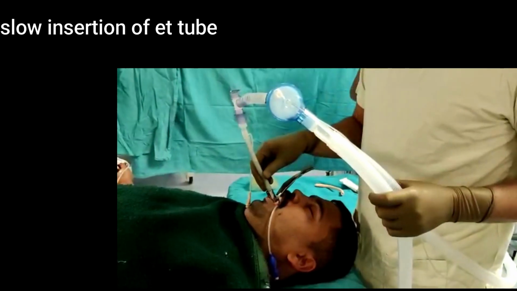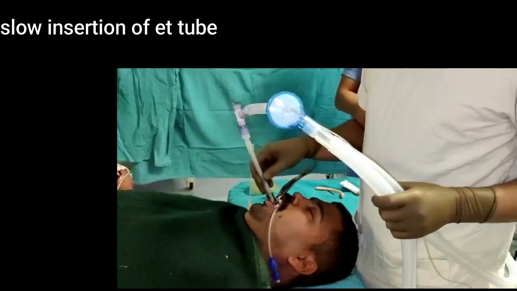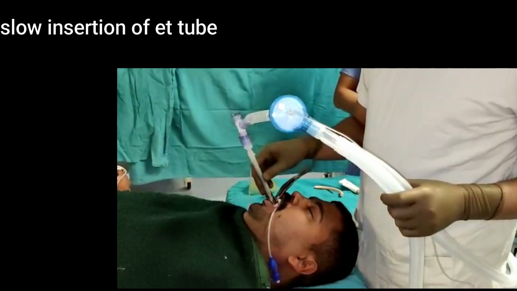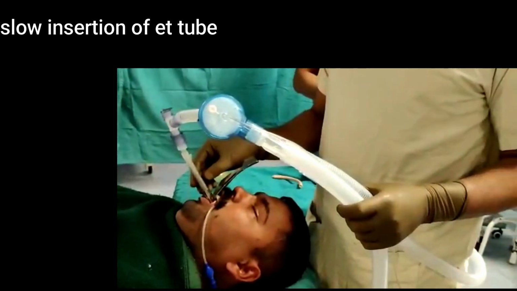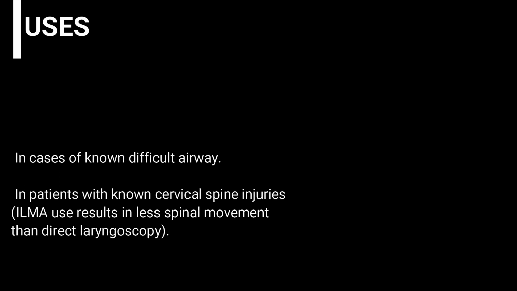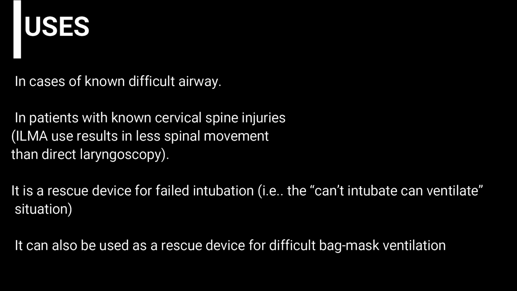This video shows the slow insertion of the reinforced tube through the ILMA. After ILMA removal, inflate the cuff and connect the circuit. Confirm it by ETCO2. Uses: in case of known difficult airway, and in patients with known cervical spine injuries, ILMA use results in less spinal movement than direct laryngoscopy.